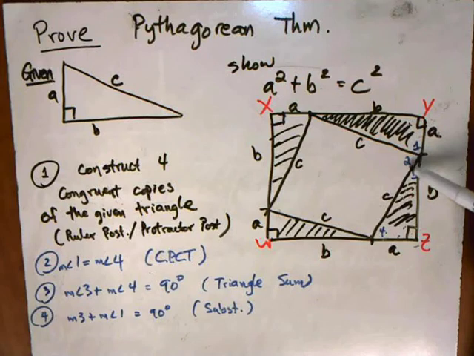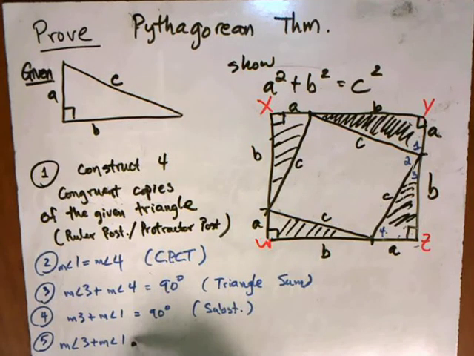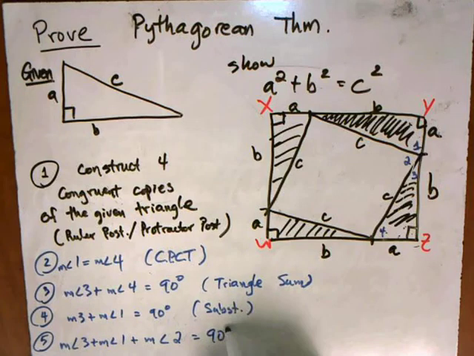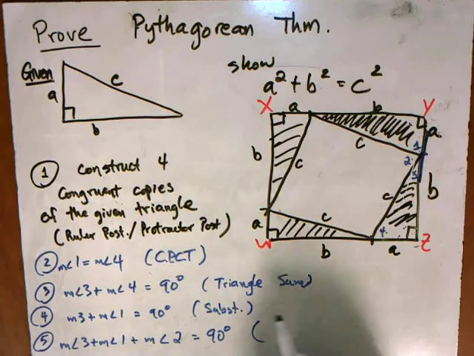Also, angles 1, 2, and 3 have to be 180 degrees. So the measure of angle 3 plus the measure of angle 1 plus the measure of angle 2 has to equal 180 degrees. This is angle addition. You have one angle here, another angle here, another angle here, and they all form a straight line, so that's got to be 180 degrees. So this is angle addition.